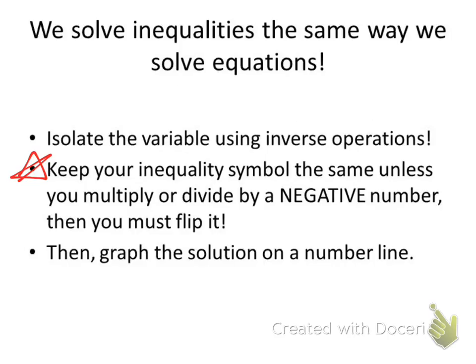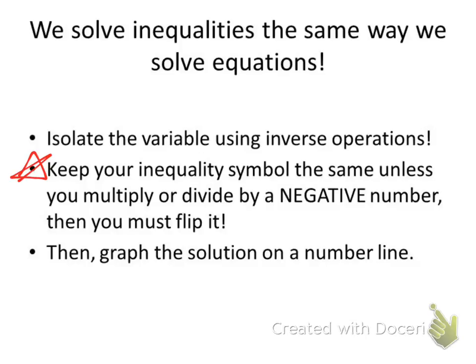So these bullet points are basically the same as you wrote down yesterday. The first bullet point you wrote down yesterday was to isolate the variable using inverse operations, so that doesn't change. We're always going to graph our solution, so the last bullet point is exactly what you wrote down yesterday. The one that's different, the one that I want you to make sure that you get in your notes, is that second bullet point, the one that I put a star by. This says you keep your inequality symbol the same unless you multiply or divide by a negative number. Then you have to flip it.